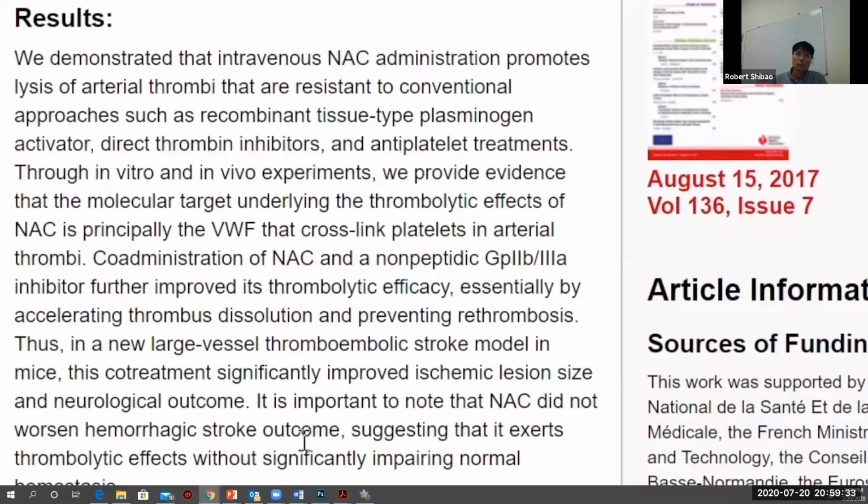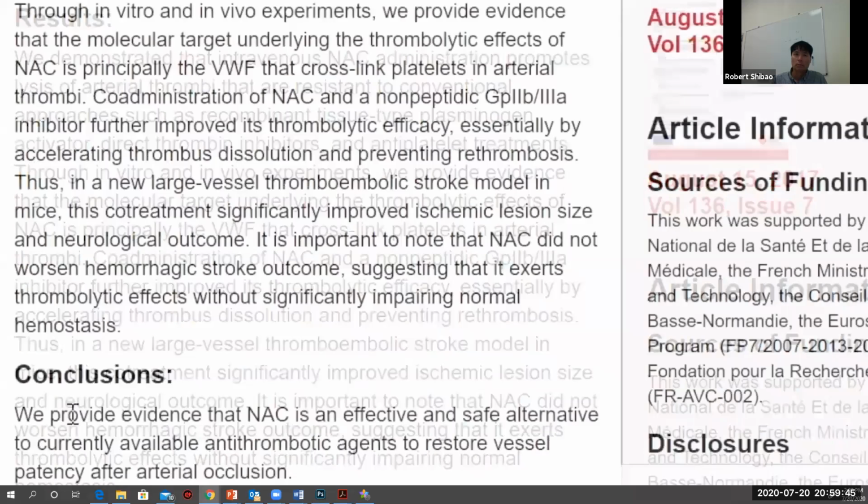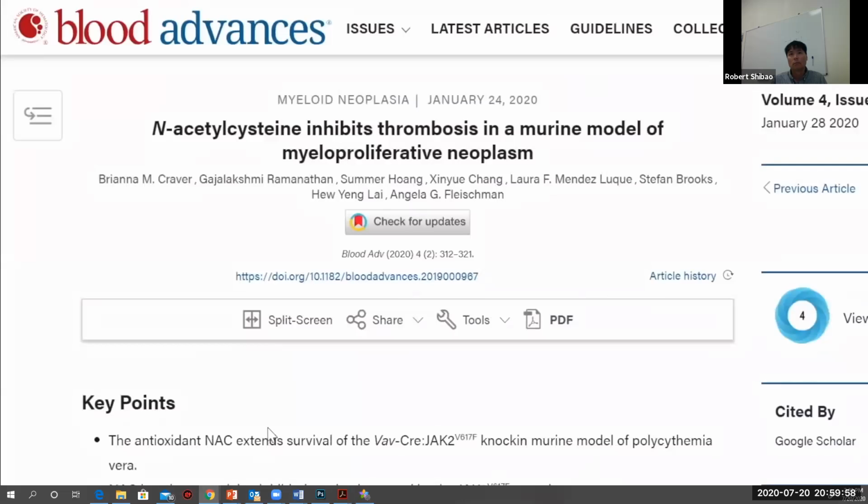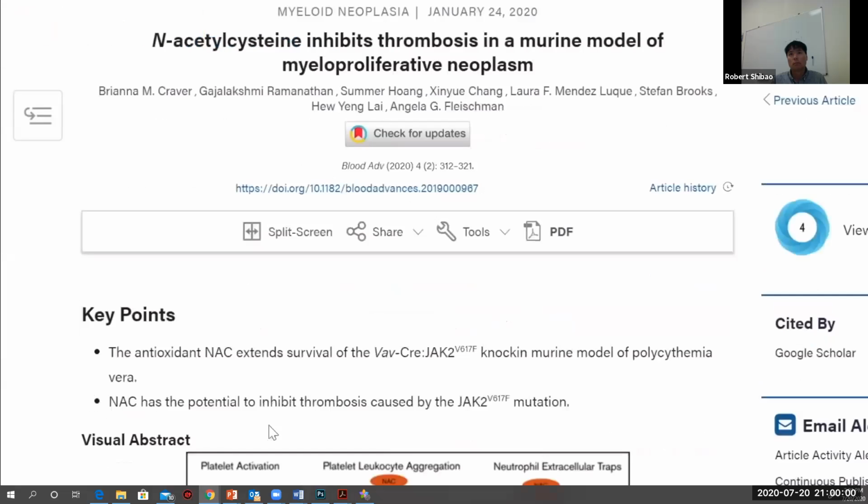That this was not accompanied by significantly worsening hemorrhagic stroke outcomes, suggesting that it exerts a thrombolytic effect without significantly impairing normal hemostasis. We provide evidence that NAC is an effective and safe alternative to currently available antithrombotic agents to restore vessel patency. Fascinating. And here is another article that was actually just published earlier this year, again showing the same thing.